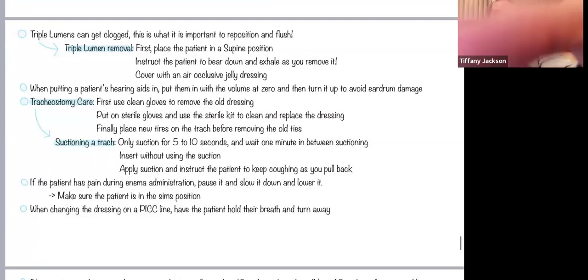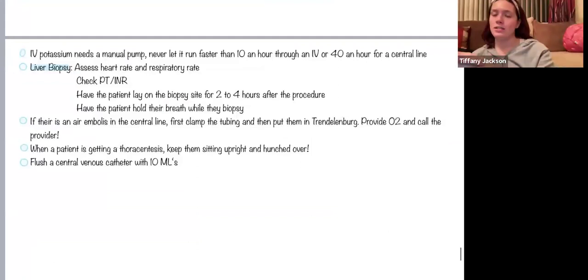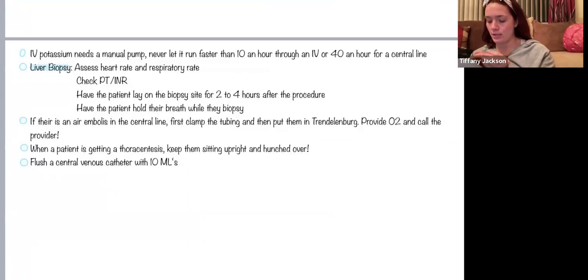Whenever administering IV potassium, it must be ran through a manual pump and it cannot be ran quicker than 10 mLs an hour. If the patient has a central line, then we can do 40, but it must be on a manual pump, meaning a pump that can be programmed. It cannot be ran through gravity.